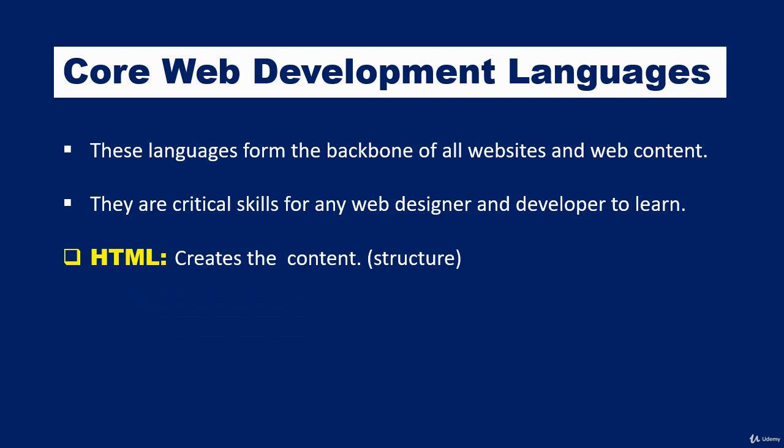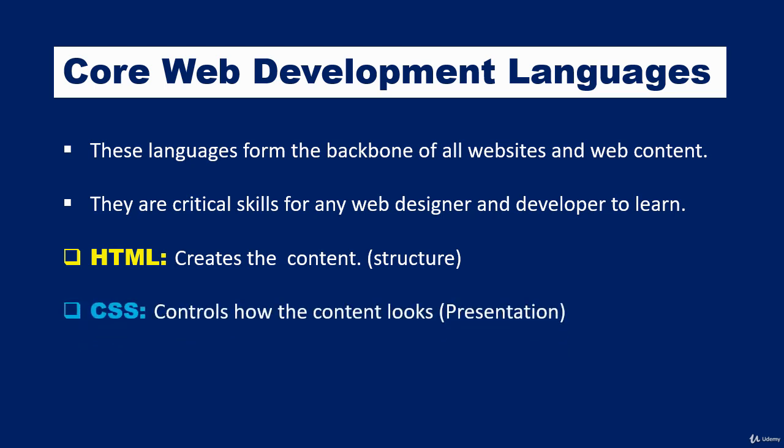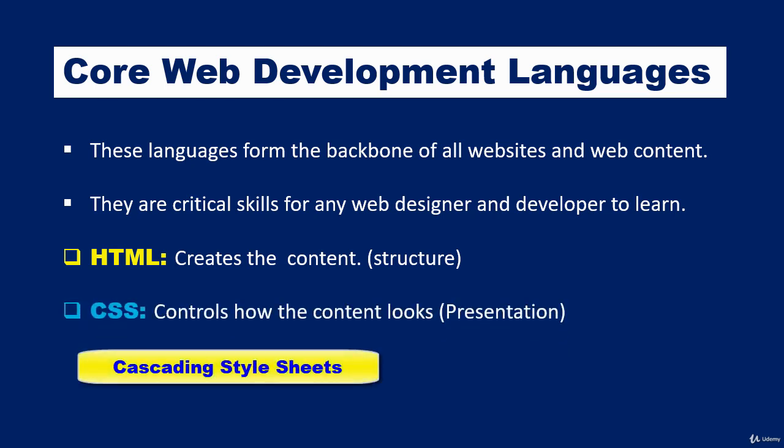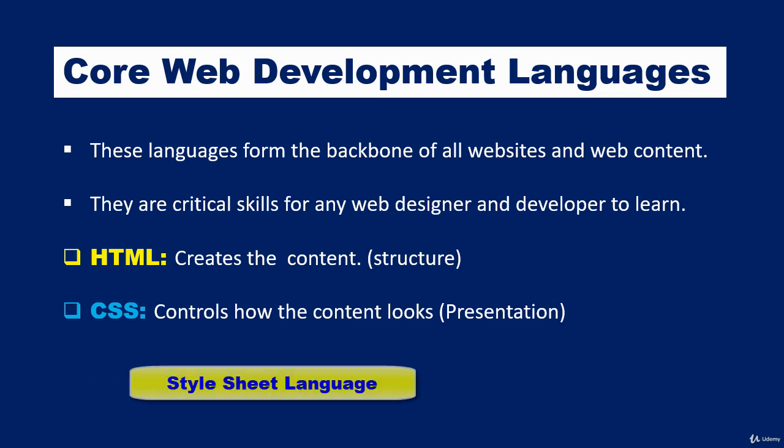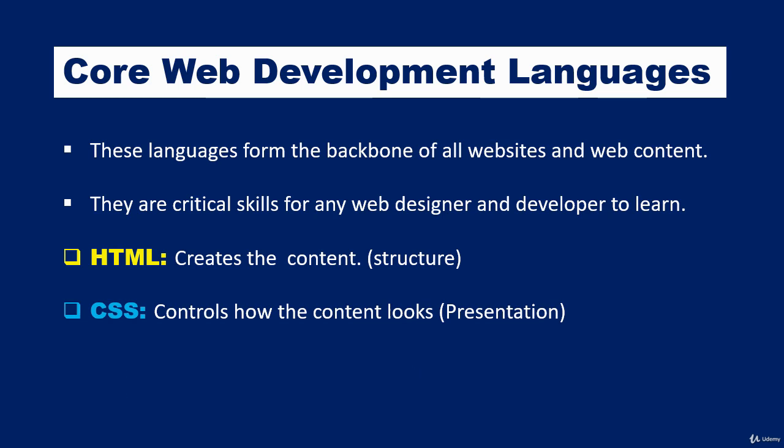The next language is called CSS, which stands for Cascading Style Sheet. It is not a programming language, rather it is known as a style sheet language. So this language lets you apply styles selectively to the elements in your HTML document. So they are responsible for the presentation of the HTML content. So how the HTML content is laid out on the web page is done using CSS.